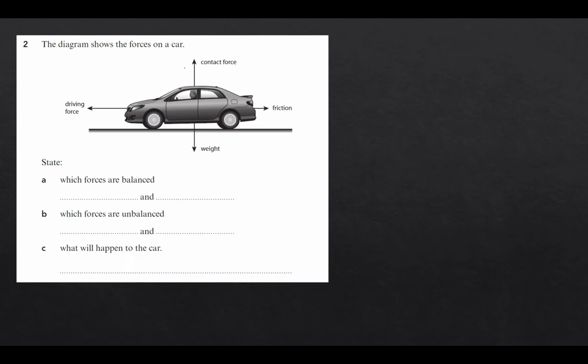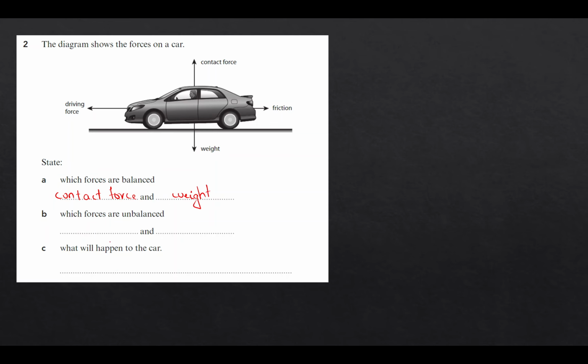The diagram shows the force on a car. State which forces are balanced. We have 4 forces. One is the driving force and a frictional force. Then we have contact force and weight. By looking at it, we know that the contact force and weight are in the opposite direction, but they have the same length. That means the size of the force is the same. So let's write down contact force and weight are balanced.